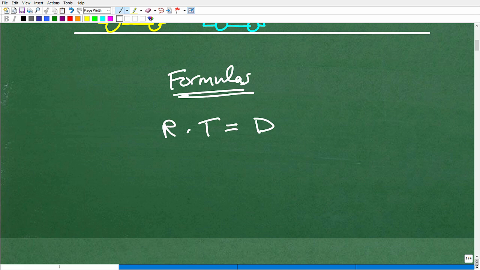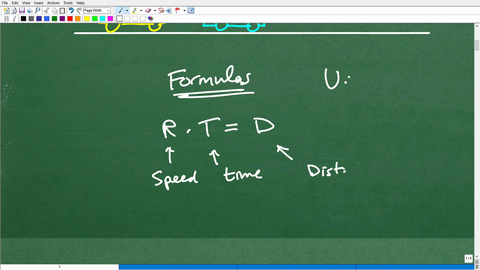You need to know this in order to solve this problem. Now, rate is like our speed, and t is obviously our time, and then d is our distance. You have to be very careful with units of measure. For example, if our speed is miles per hour and our time is hours, then our distance will be in miles. If our speed is in kilometers per hour and our time is in hours, then our distance will be in kilometers.